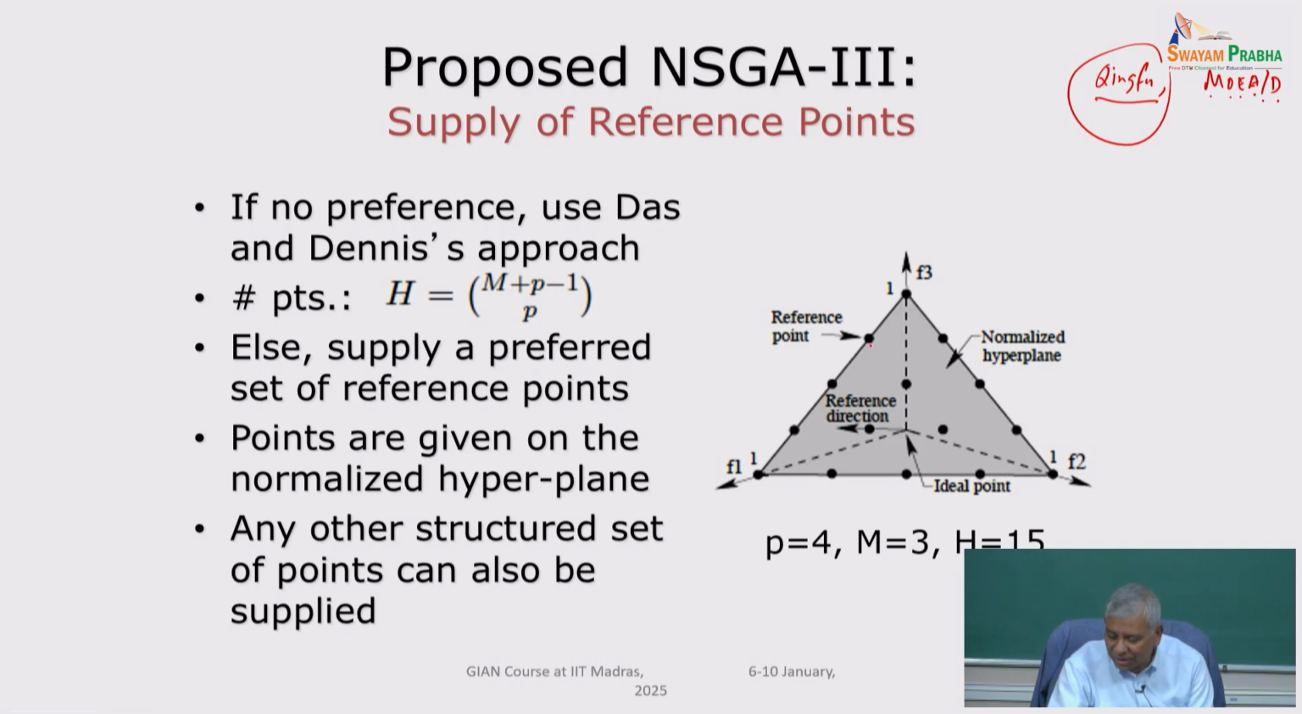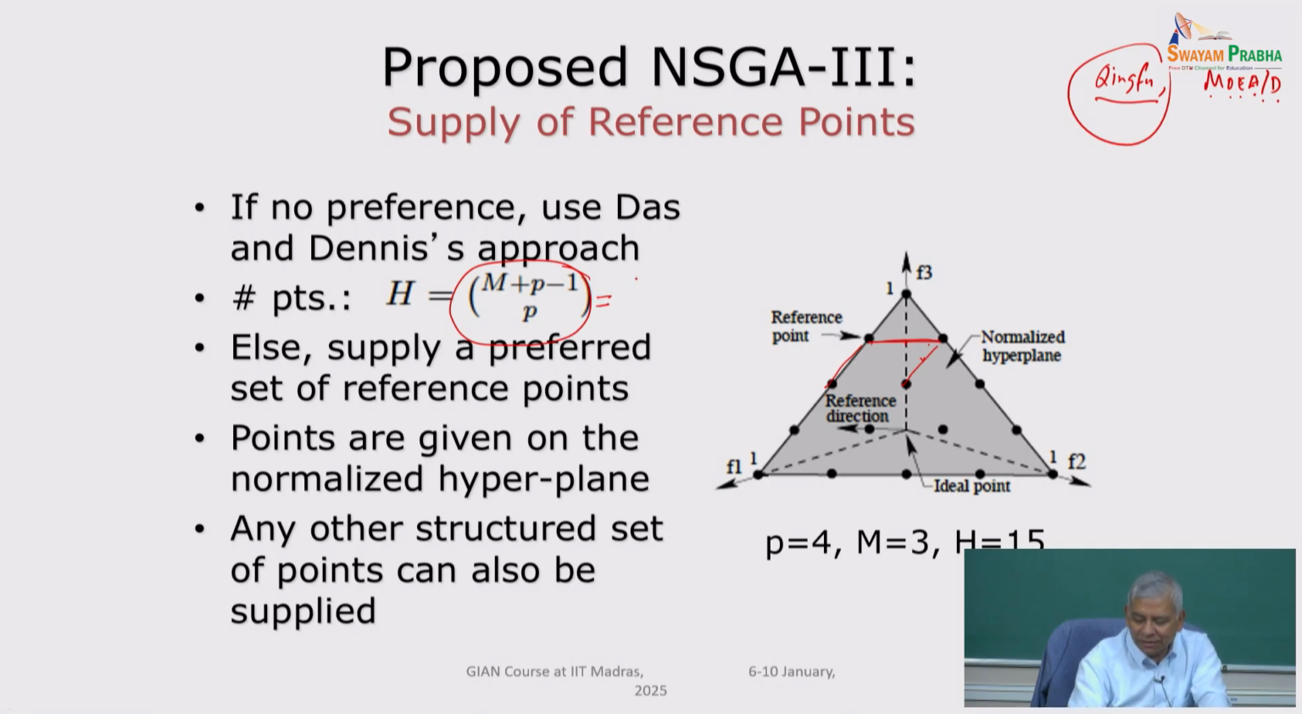You see, between any 2 neighboring points, they have exactly the same distance. This distance is the same as this distance, which is the same as this; you can do that. Unfortunately, the total number of points has to satisfy this. What is that? M is the number of objectives.